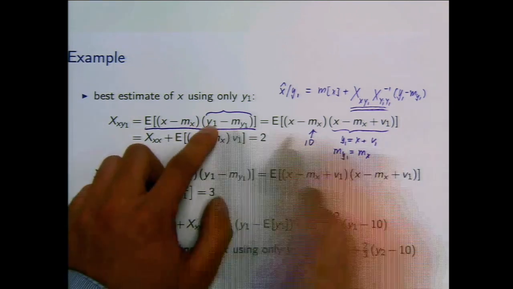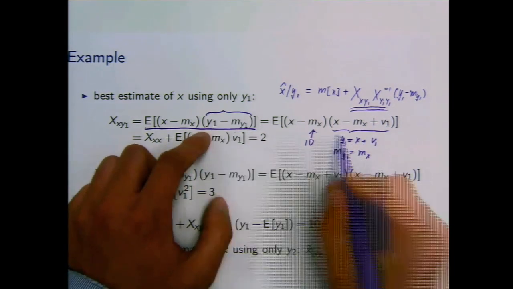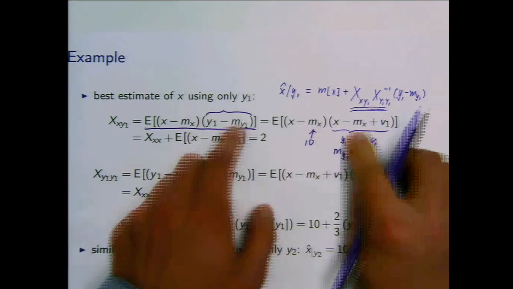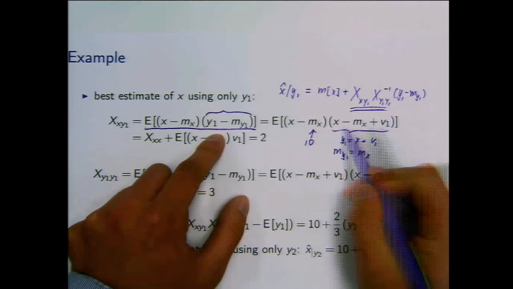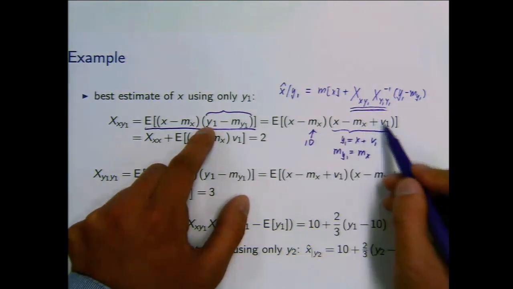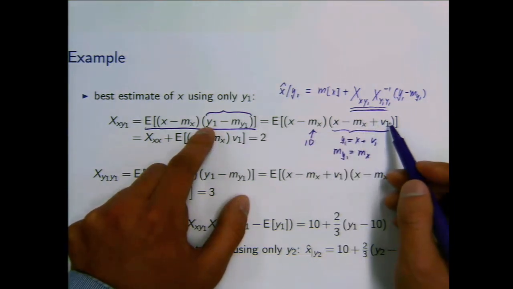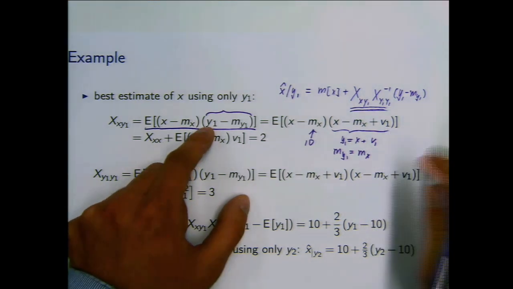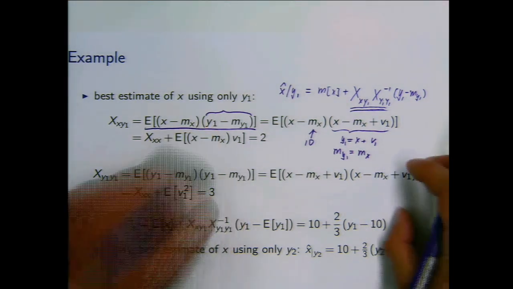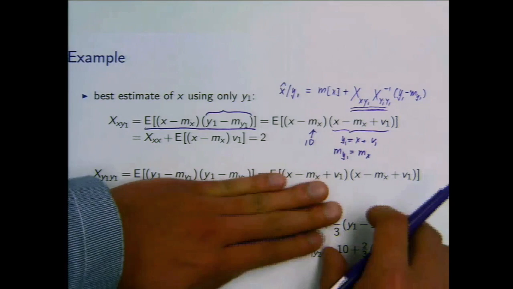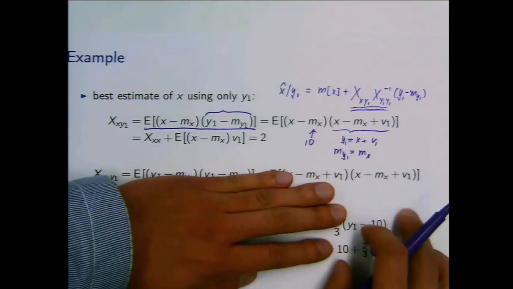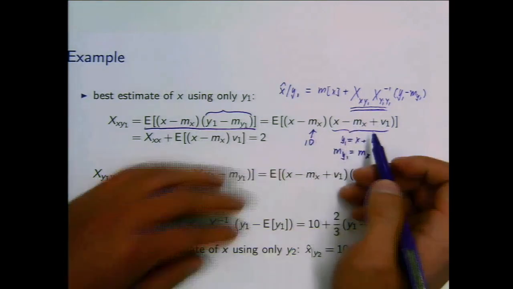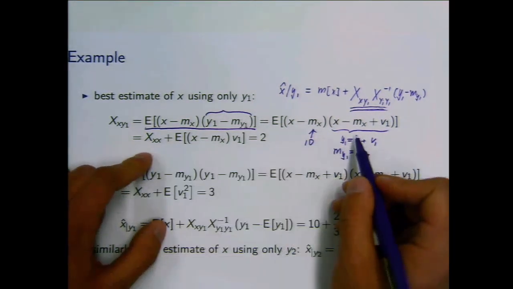And then I swapped the orders. So y1 equals x plus v1. I put this ahead. So I swapped the order a little bit. But it's a good exercise. It's good you are following the derivations here. Write it out. Then look at the result here.